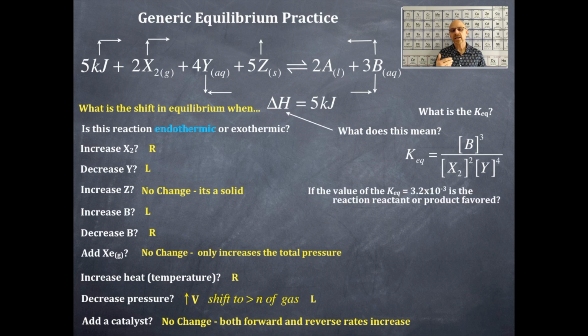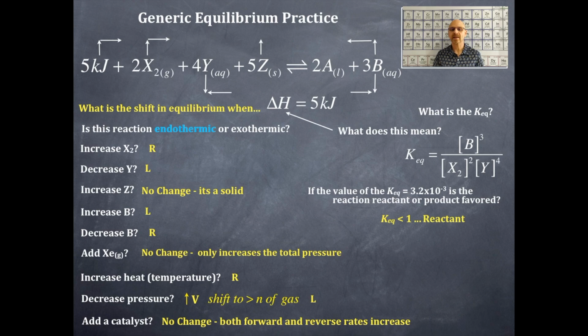Okay. All right. If the value of the KEQ is 3.2 times 10 to the negative 3, is this reaction reactant or product favored? So remember that when KEQ is 1, it is at equilibrium. So this number is not at 1. When the value of the KEQ is greater than 1, then it's product favored. When the value of the KEQ is less than 1, it's reactant favored. Since this number has a negative exponent, that means this value is less than 1 and it is going to be reactant favored. So when the KEQ is less than 1, it is reactant favored.